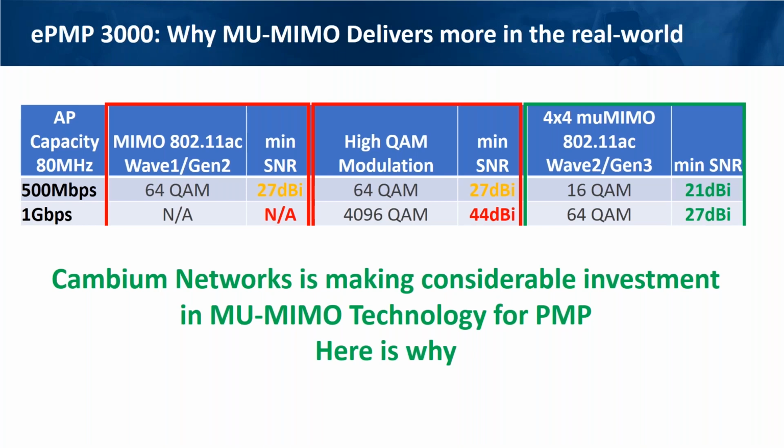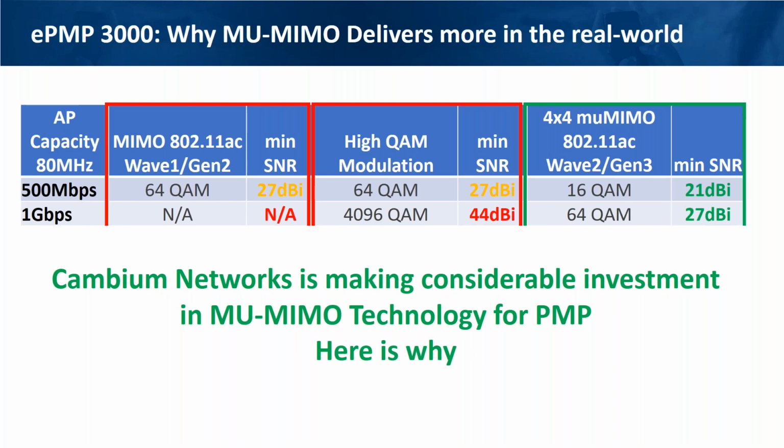achieve that gigabit per second, but it requires 4096 QAM, which requires a typically unachievable 44 dB signal to noise ratio. So it's really unlikely that you're going to find real world situations with that kind of signal to noise ratio. But when you look at the ePMP 3000, it's quite achievable with 64 QAM modulation running in MU-MIMO. Again, I only need 27 dB of signal to noise ratio, and I can achieve that.